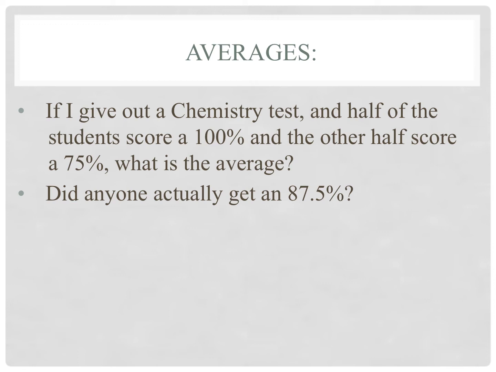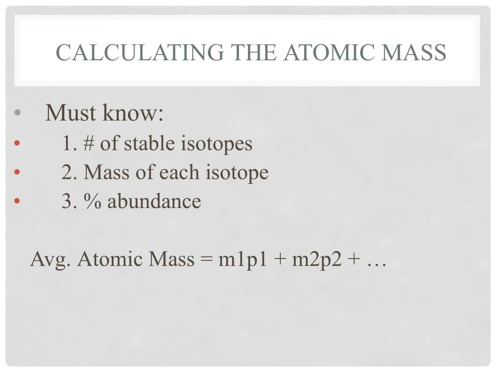But let's say I give out a chem test. Half of you score exactly 100%. The other half of you score exactly 75%. What's the average between those two numbers? Okay, it's 87.5. So the class average would be an 87.5. However, did anyone actually score an 87.5%? No. So it's a really similar comparison to atoms on the periodic table. If we look at carbon, carbon doesn't actually weigh 12.011, but it's an average of all the isotopes. So today, we're going to learn how to actually calculate that average atomic mass.